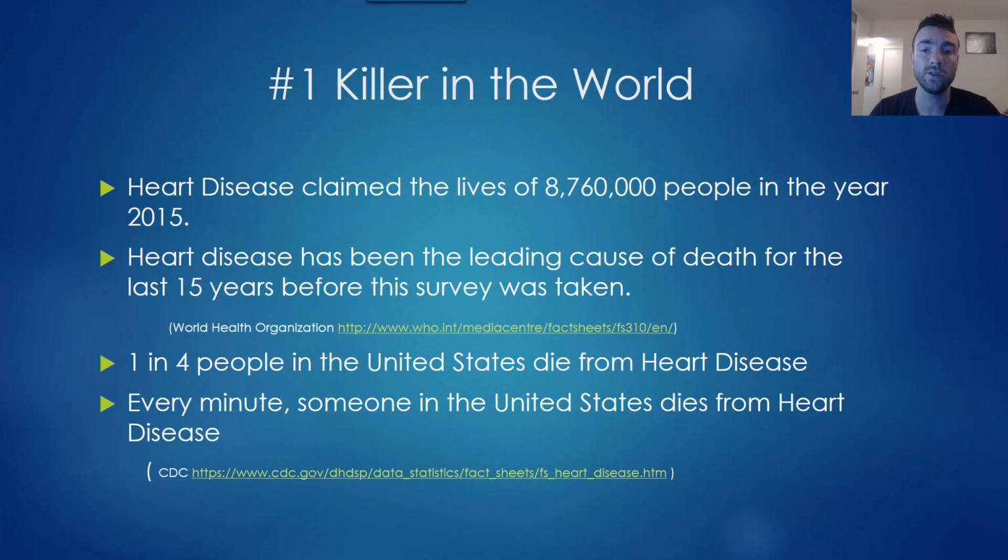Heart disease around the world in 2015 claimed the lives of 8,760,000 people. That's definitely a whole lot of people. A fact that I wasn't aware of that I found really interesting was that 1 in 4 people in the United States die from heart disease every year, which is really crazy. So out of just everyone that dies of different related diseases in the United States, 1 in 4 people die from heart disease. They also said that every minute, someone dies from this disease in the United States.